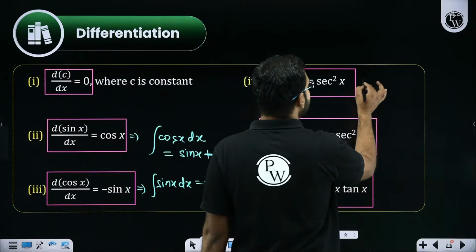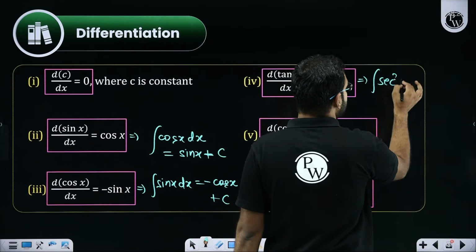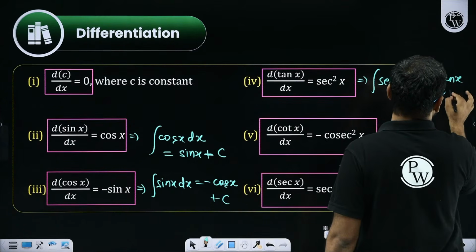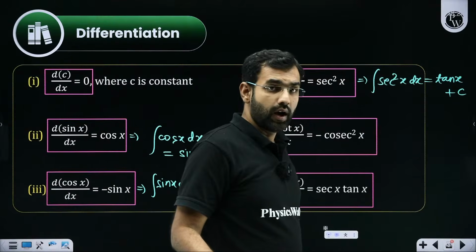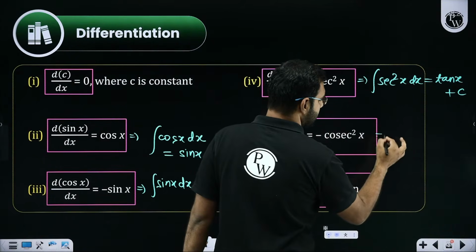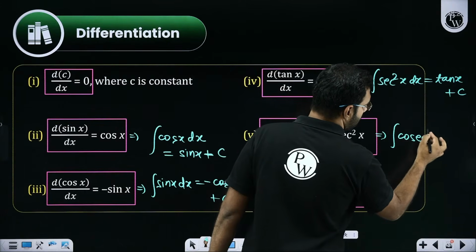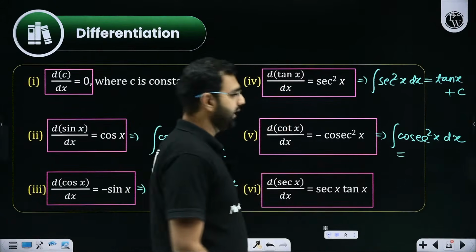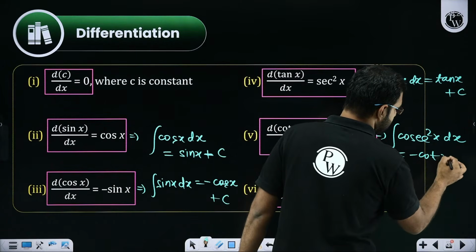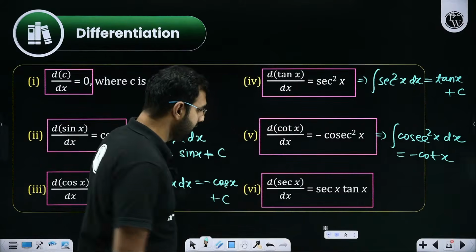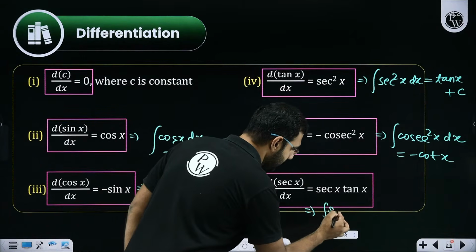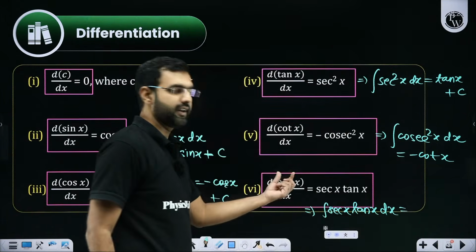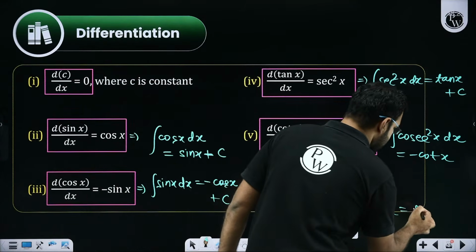Similarly, when you integrate sec square x, you will receive tan x, and plus c will of course be there. Along with this, when you integrate cosec square x, you will find its integration to be minus cot x. Similarly, when you integrate sec x tan x, you will see its integration to be sec x. So are you understanding these reverse formulae?